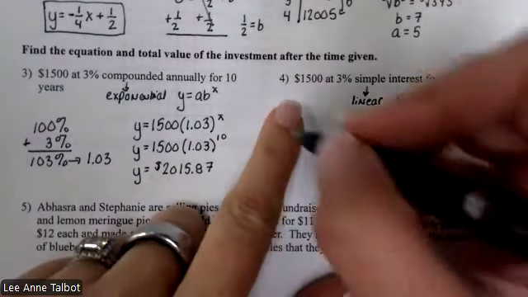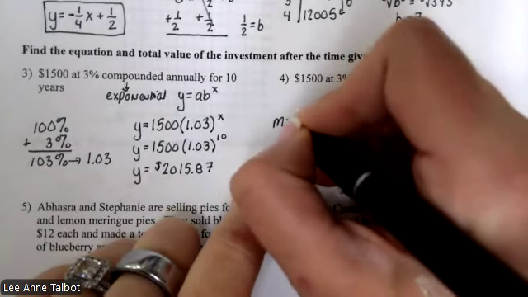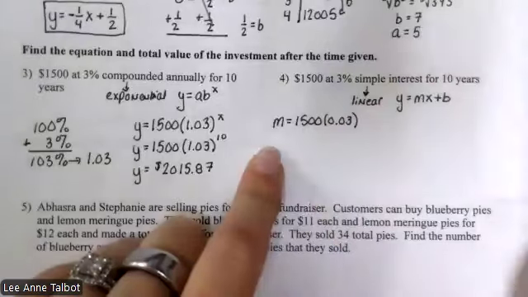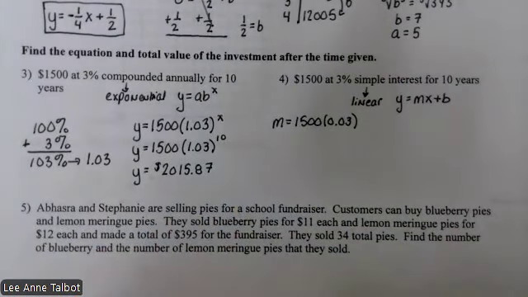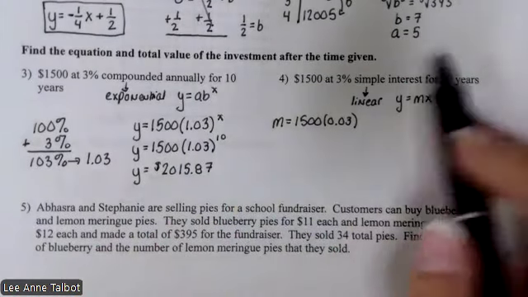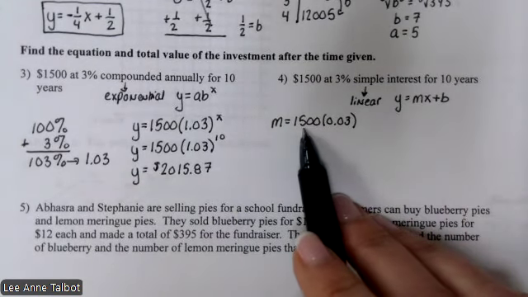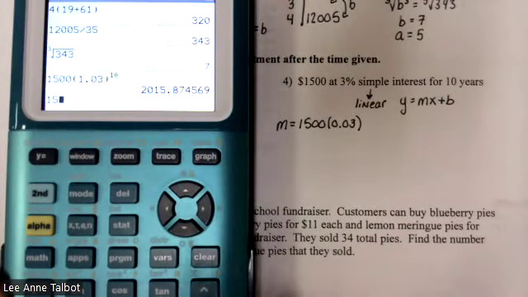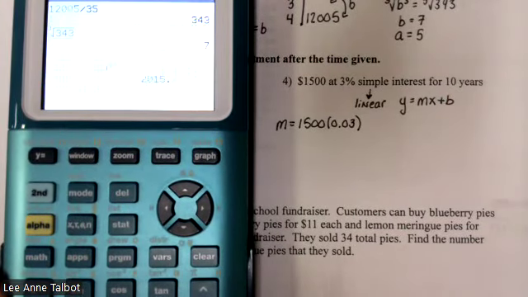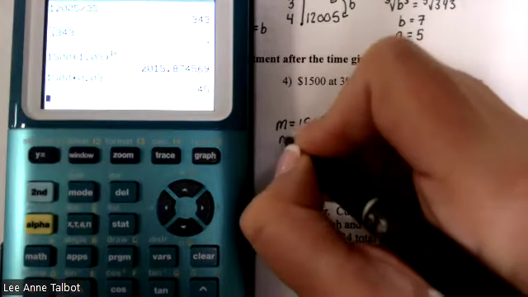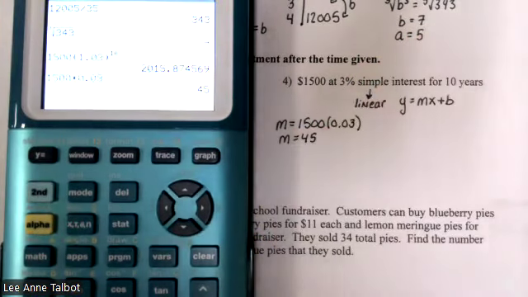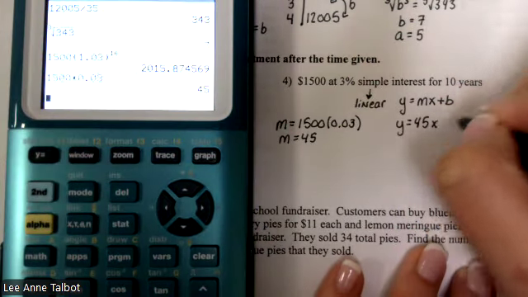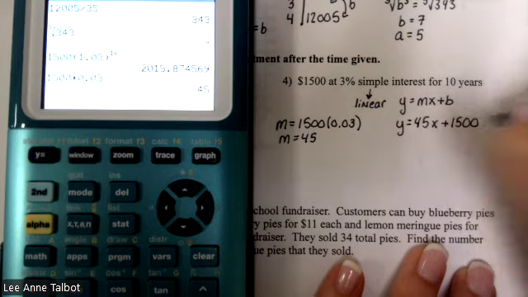What you do is you take the initial amount times the decimal for 3%. So it's a little bit different when it's simple interest. You take the amount, the initial amount times the decimal. So y equals 45x plus 1,500.